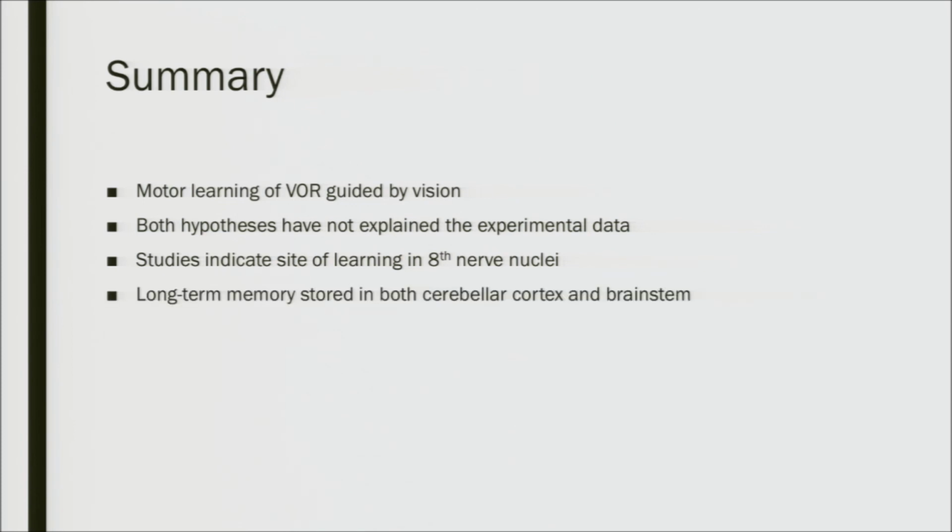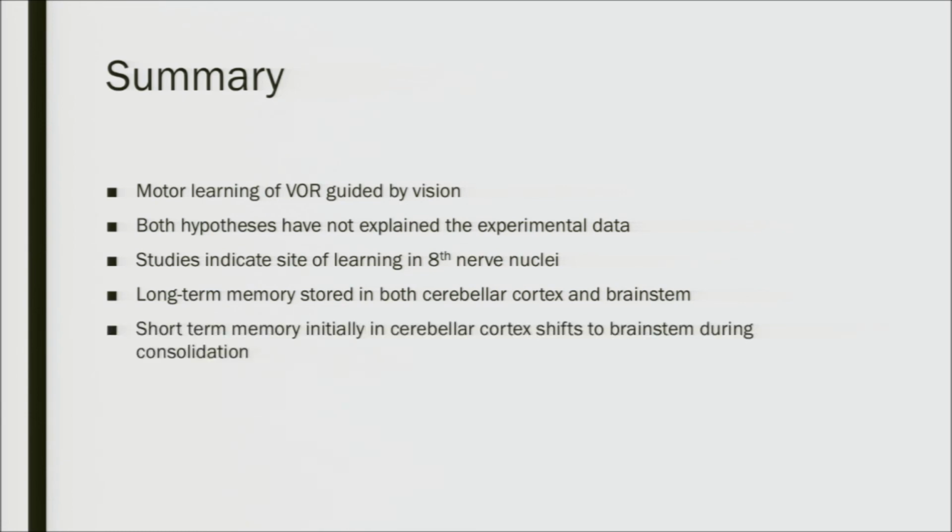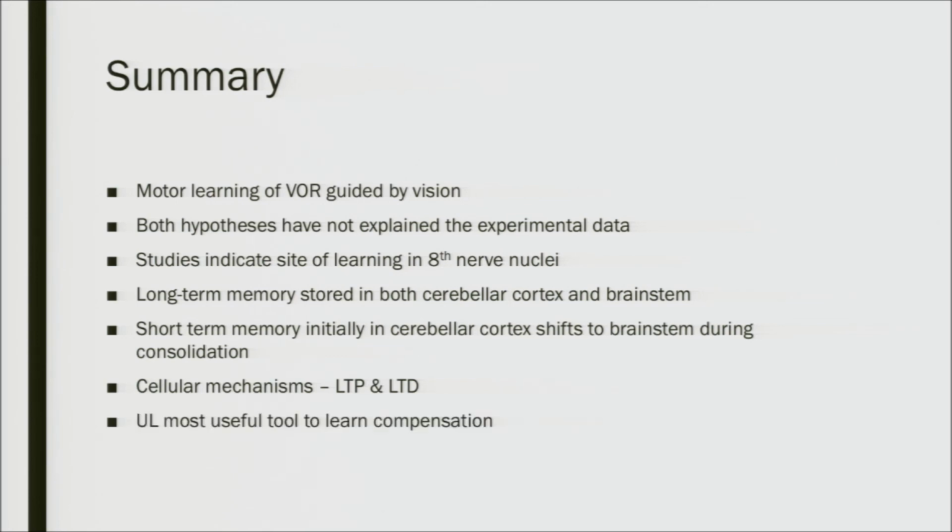Long-term memory is stored in both the cerebellar cortex and in the brainstem. Short-term memory will initially get stored in the cerebellar cortex and then it will shift to the brainstem during the phase of consolidation. Cellular mechanisms involved, baseline, are long-term potentiation and depression. And the most effective tool to learn this is unilateral labyrinthectomy, because it is a very simple 3-neuron arc which can be stimulated once the labyrinth is gone, and there is a precise motor output which we can measure by video nystagmography. So this is what we currently know about motor learning.